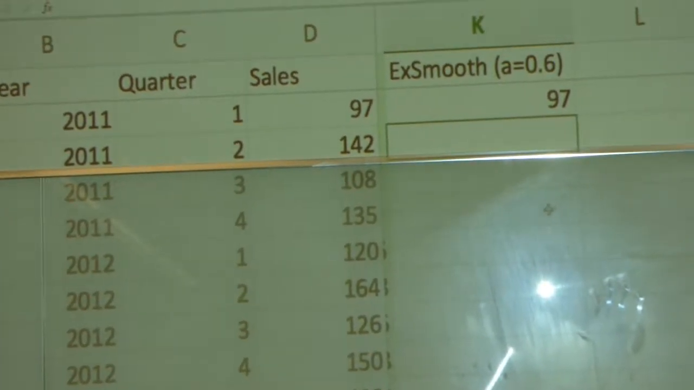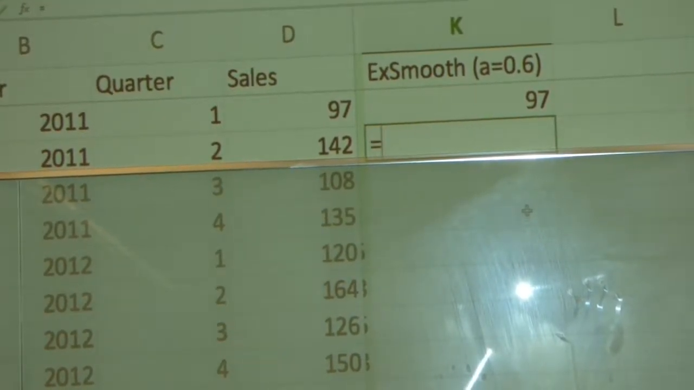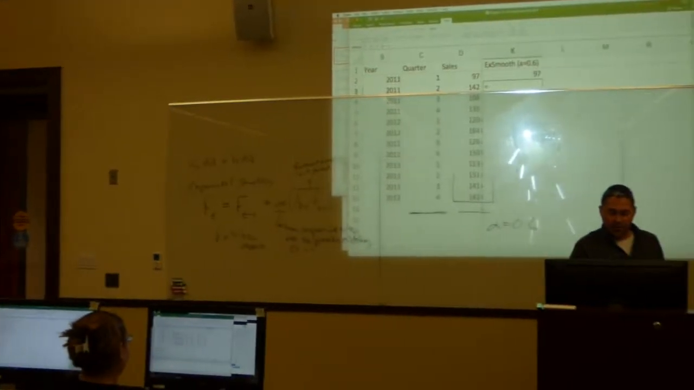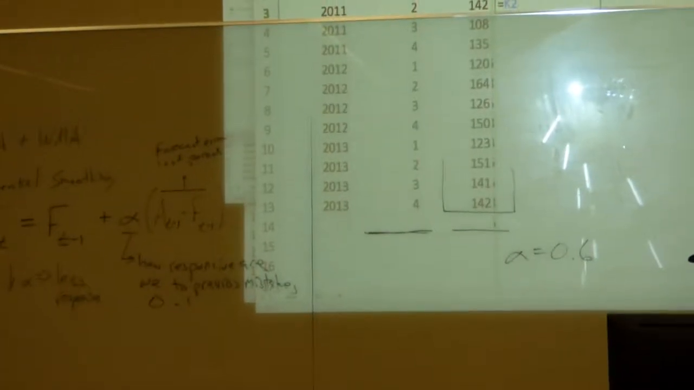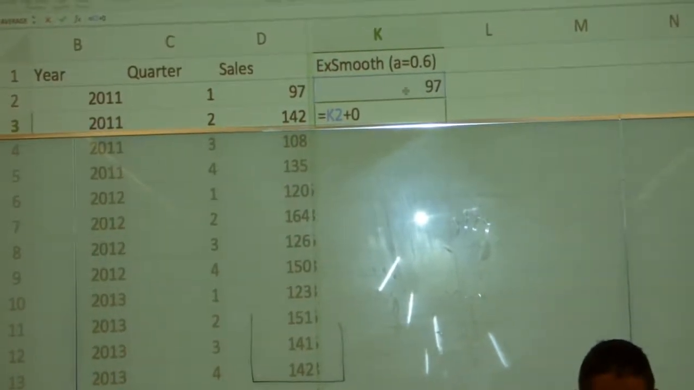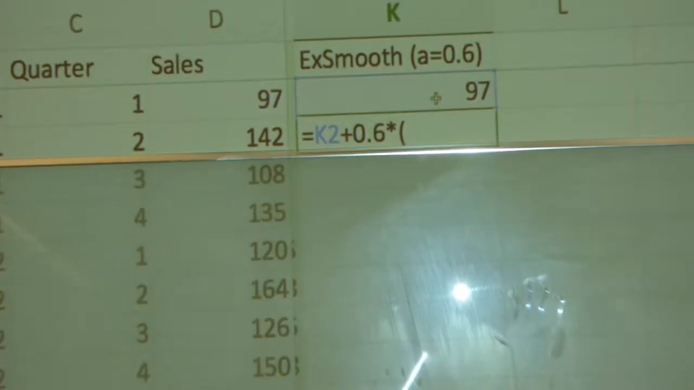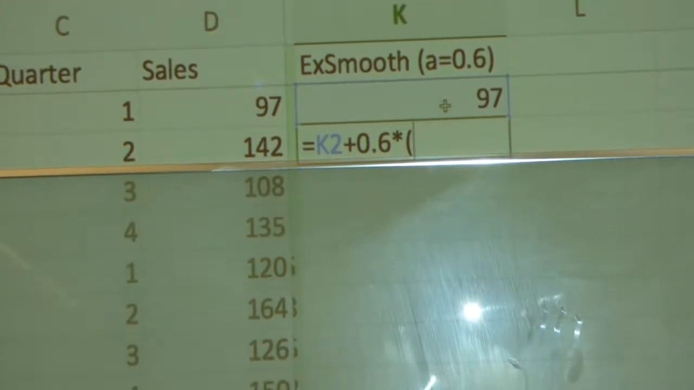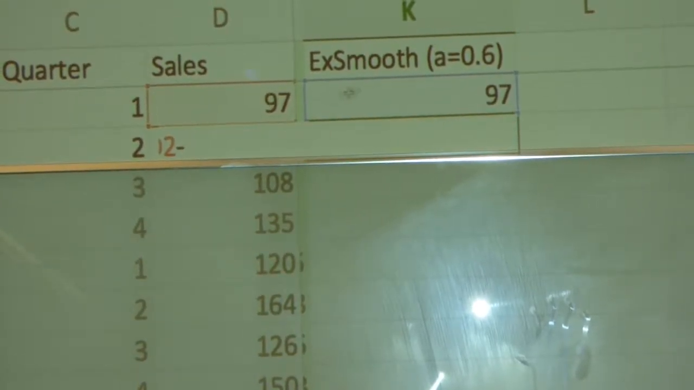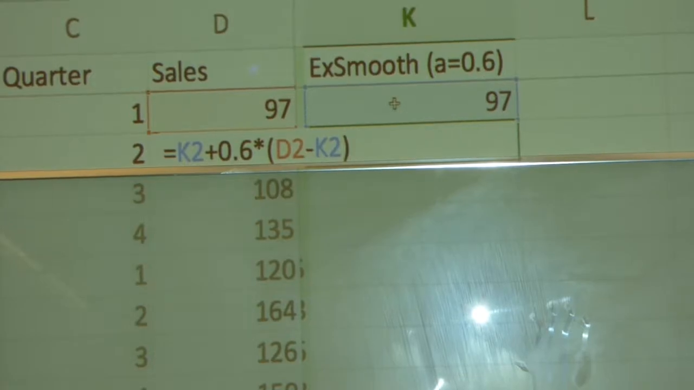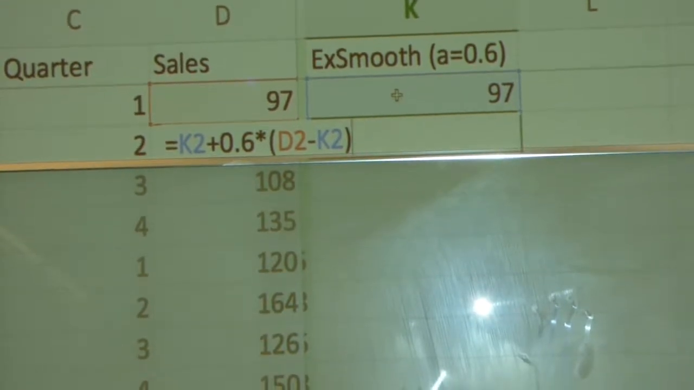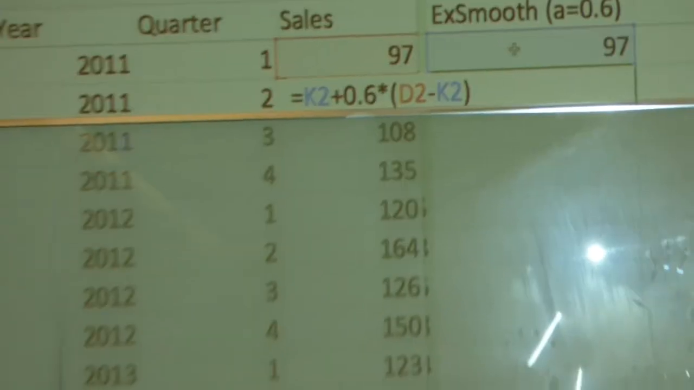So for this second one, now we're actually getting a real forecast. So I'm going to be doing equals, okay? What was my previous forecast? 97, the one right above it. Remember, this is our forecast. Equals right above it, plus alpha, 0.6, times, in parentheses, what actually happened last period, minus what I predicted to happen last period. I know what the answer is going to be. The answer is going to be 97 again. It always will be, because by default, I made it that my first one was right, but I need somewhere to start.